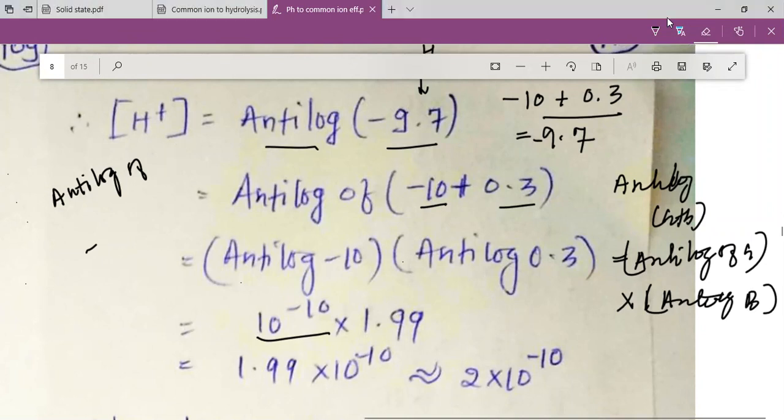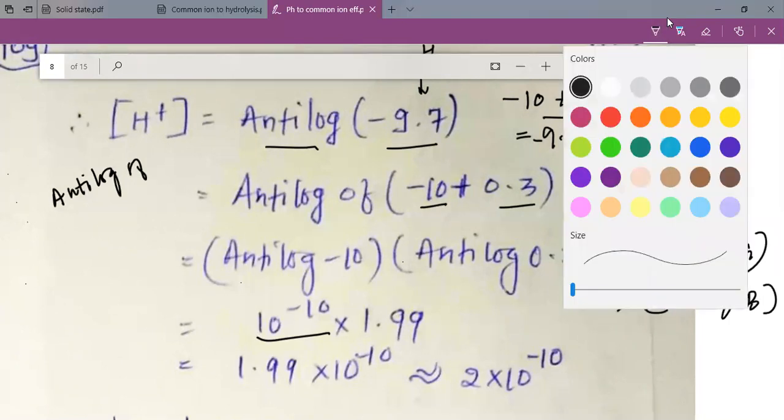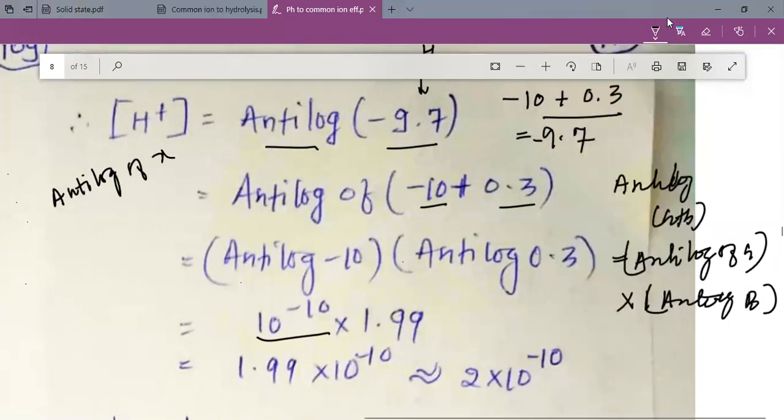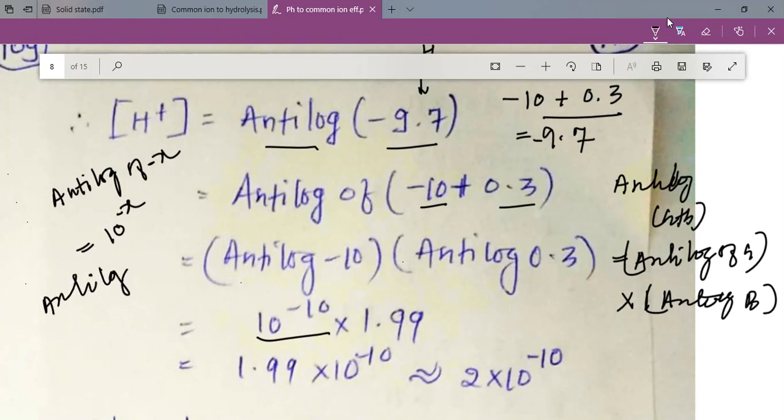Antilog of x, my dear students, antilog of x is equal to 10 to the power x. Please understand, antilog of x is equal to 10 to the power x. So antilog of minus x will give you 10 to the power minus x. If you take antilog of minus 5, you will get the answer 10 to the power minus 5. So this is what we do. And antilog of minus 10 is equal to 10 to the power minus 10.